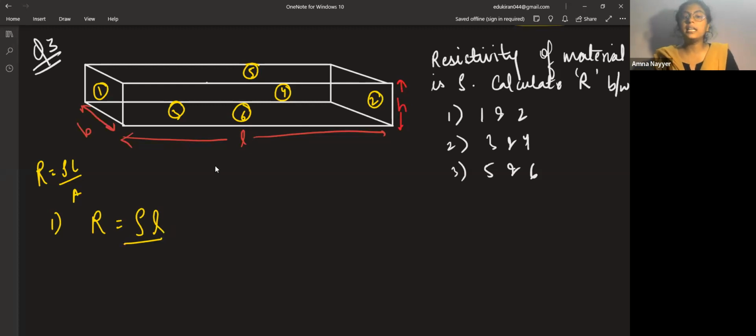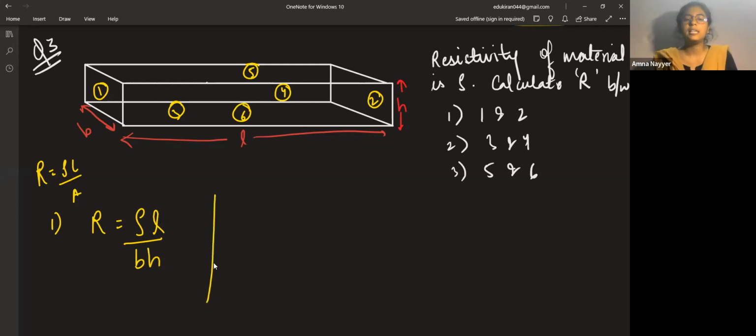Now what is the area of the cross section which you have considered? This is the height, this is the breadth. So this will become B into H. This is the area, this is the length.